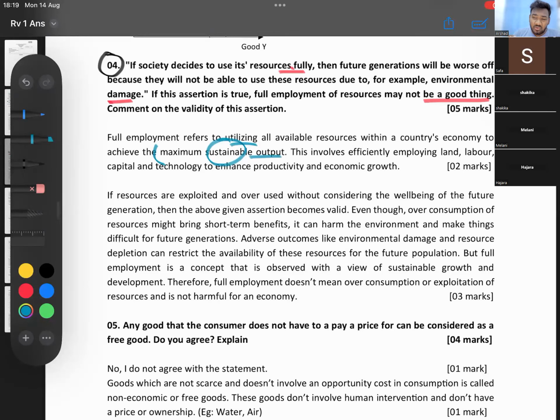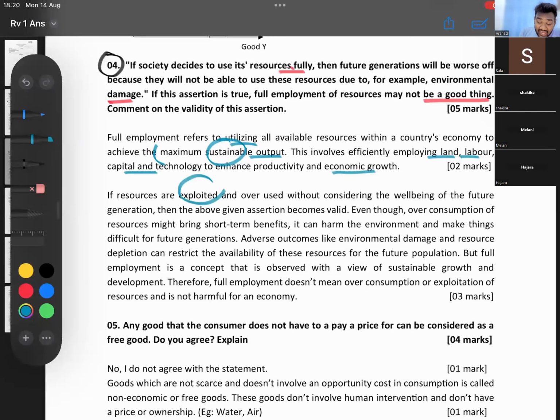We are not trying to get the highest possible output, never. We are trying to get the highest possible sustainable output. What does sustainable mean? Sustainable means the output without harming the future generation. See, this involves efficiently employing land, labor, capital, and technology to enhance productivity and economic growth.